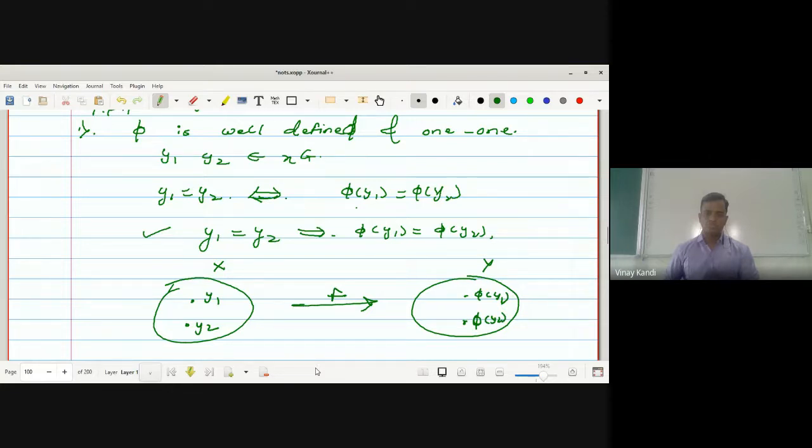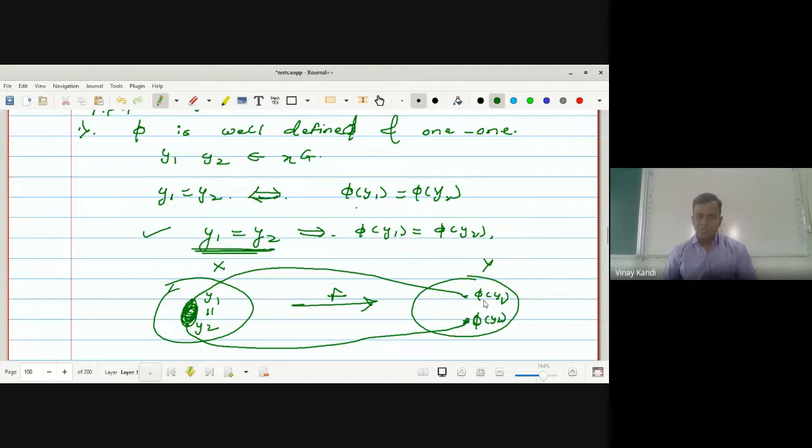तुम्हाला दोन दोन एलिमेंट दिसते. समजा हे दोन एलिमेंट, what is phi of y1? y1 is related to this element, that is phi of y1. Image of y1, phi of y1. Image of y2, phi of y2. याचाच अर्थ काय, जर y1 is equal to y2 असेल, हे दोन्ही जर एकच एलिमेंट झाले, y1 is equal to y2, then that implies this phi of y1 is equal to phi of y2. म्हणजे हा दोन्ही एलिमेंट वेगवेगळे नसतील, एकच आहे. याचा अर्थ काय, एकाच एलिमेंटला एकच इमेज येतो इथे.